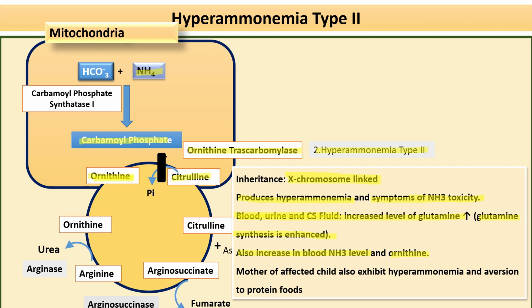If the baby is in a fetus, suppose the baby is suffering from this hyperammonemia type 2, not baby, it is a fetus, a growing fetus in the womb. So the mother of the affected child also exhibits hyperammonemia symptoms, and there is aversion to protein food. Such a mother always avoids protein food; she will have no desire to eat protein food. So this is the exceptional case, hyperammonemia type 2, which is an X-linked disorder, and the enzyme deficient is ornithine transcarbamylase.